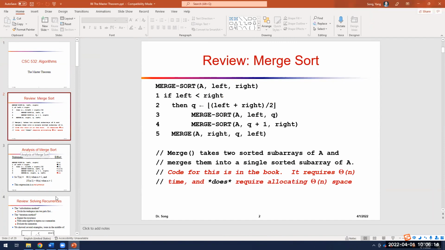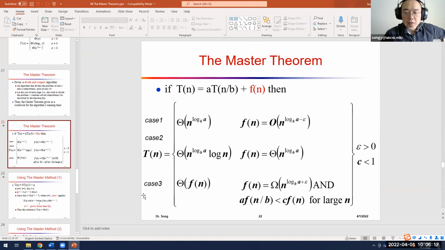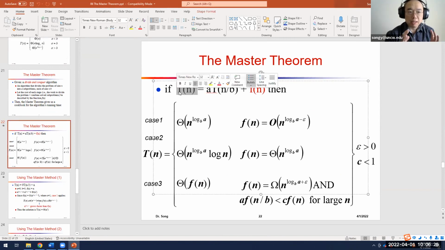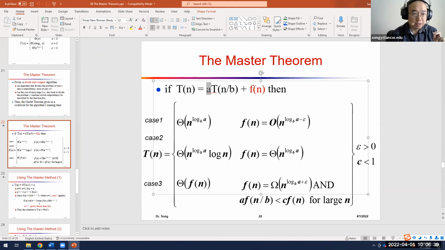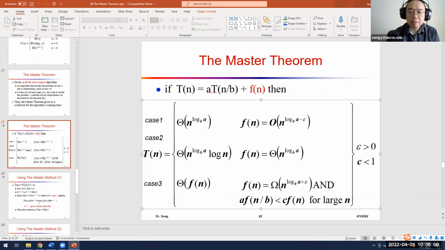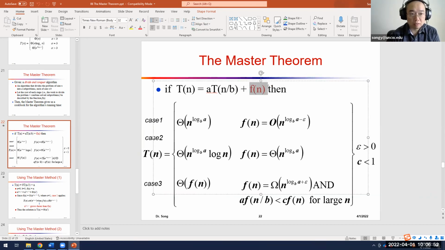Yes. Okay, good. So for the master theorem, we are trying to solve a problem like this. So T(n), this is the cost of running a particular algorithm. And then we are trying to reduce this problem that has the size of n into smaller problems. And each of the smaller problems has the size of n divided by b. So we are reducing one problem into several smaller problems, and then there will be some additional costs.